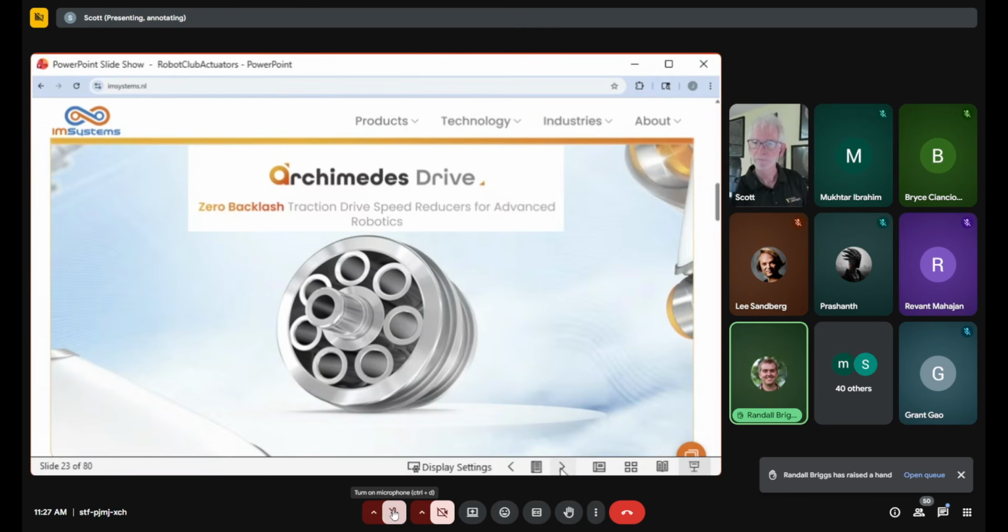I was wondering why couldn't you just use a planetary gear and then have a current limit on the actuator side? Wouldn't that also limit the torque in the same kind of way? Well, yeah, you can.